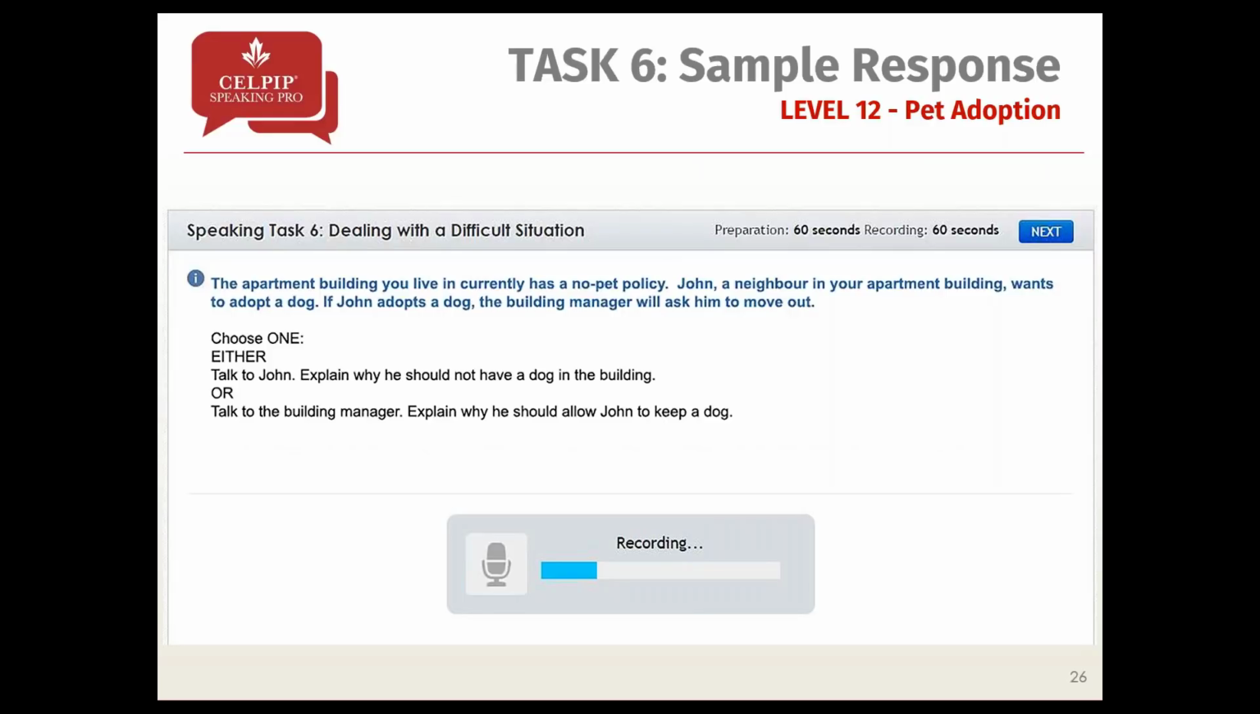Here we go. Good morning, John. I was just talking to the building manager and he tells me that you want to get a dog. You know how much I love animals. But do you think it's really a good idea? You work all hours. You leave the apartment at 7 a.m. and some days you do not get back till 6 or 7 p.m. at night. Who will mind the dog then?